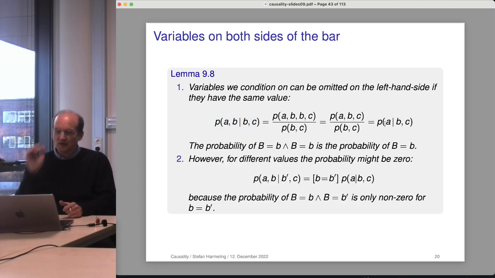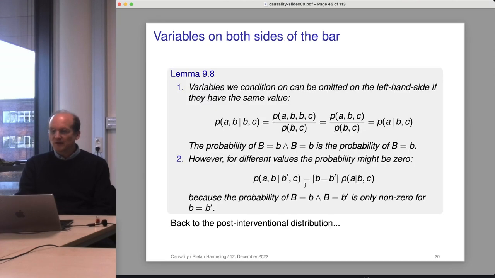Okay, so far so good. However, there are some subtleties. Suppose we have different values. So suppose the B appears on both sides. So we have capital B being equal to little b and capital B being equal to B prime on the condition. In that case, our conjunction is something that is only true if little b is equal to B prime. So we get naturally here the Iverson brackets. Okay, so there are some subtleties.